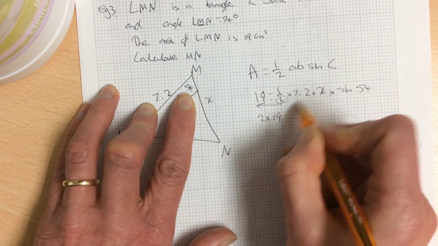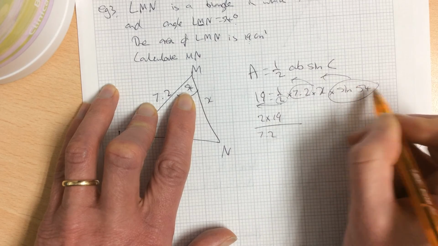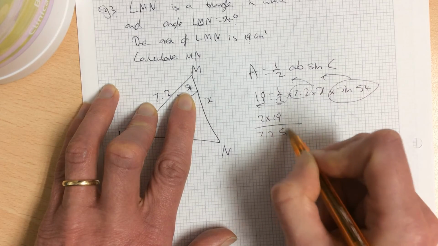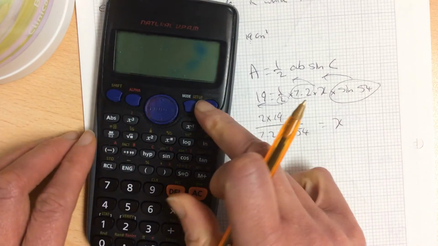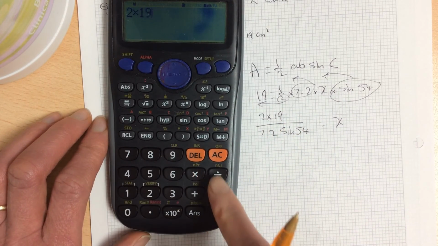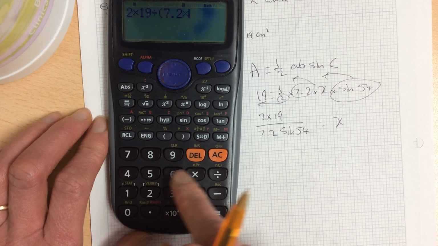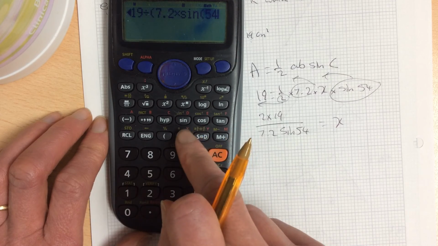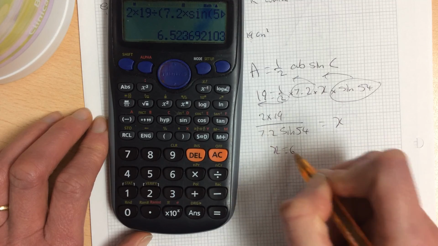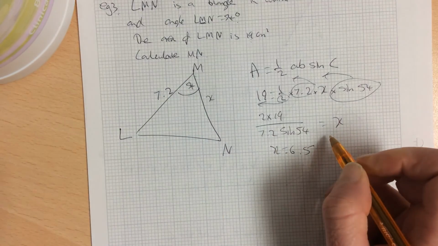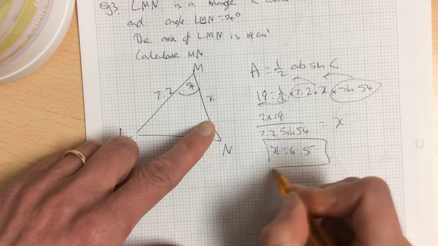So 2 times 19 comes over as a division, because you're moving the whole number along with the sign. And that leaves me with x. If you watch how I do this in a calculator, I do 2 times 19 for the top line, divided by, open the brackets for the bottom line, 7.2 times sine 54. So I'm closing the bracket for the sine, closing the bracket for the bottom line. So x equals 6.5. Let's see what the question is asking. The question is wanting MN, which is exactly what I have found. So we're finished.